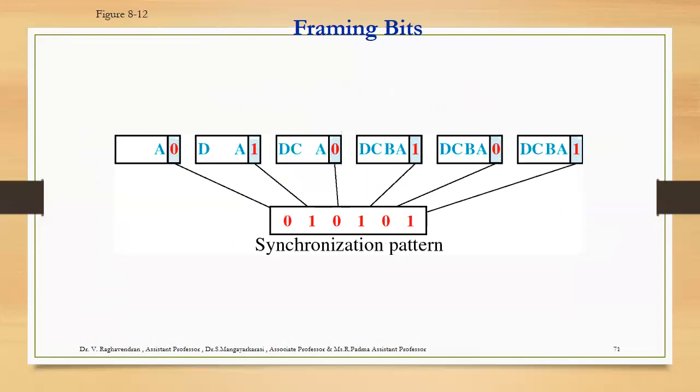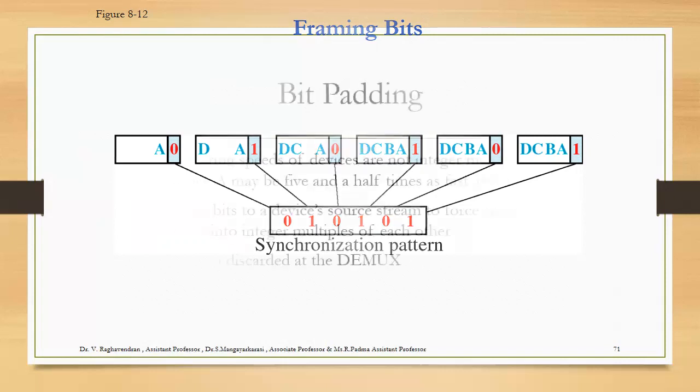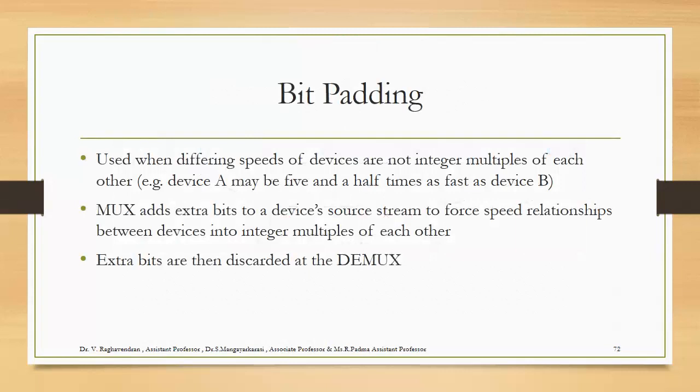So based upon these bit patterns, we are going to identify the synchronization patterns. Here, six slots are used, read from right to left: 1 0 1 0 1 0. So all 6 bit patterns are combined, and finally I get 0 1 0 1 0 1, which is treated as the synchronization bit pattern.